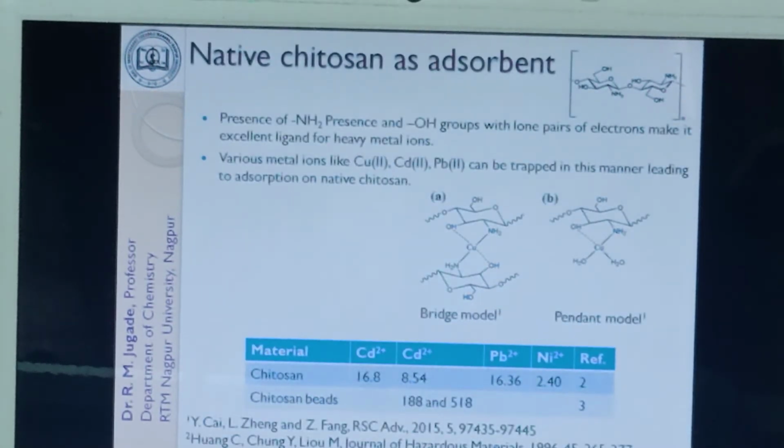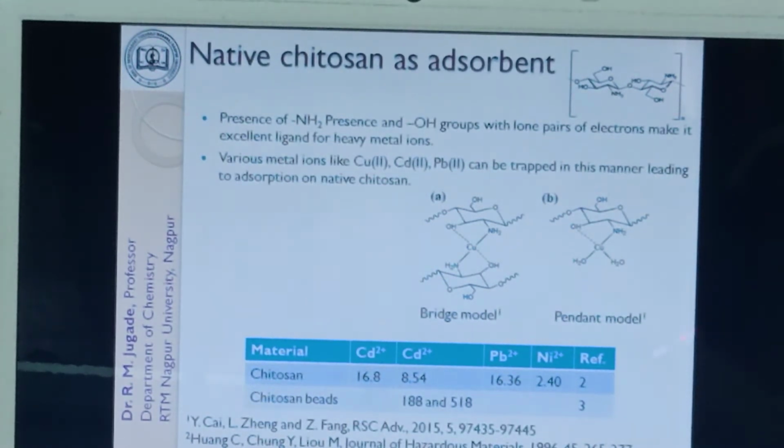Native chitosan can be used as an adsorbent. We will be discussing various forms of chitosan as an adsorbent for various environmentally important metals and non-metals. If we see native chitosan as an adsorbent, the presence of NH2 group and OH group makes it an extremely important ligand because of the lone pairs of electrons present on the NH2 group as well as the OH group. Various models have been suggested for the entrapping of these metal ions into the matrix of chitosan.